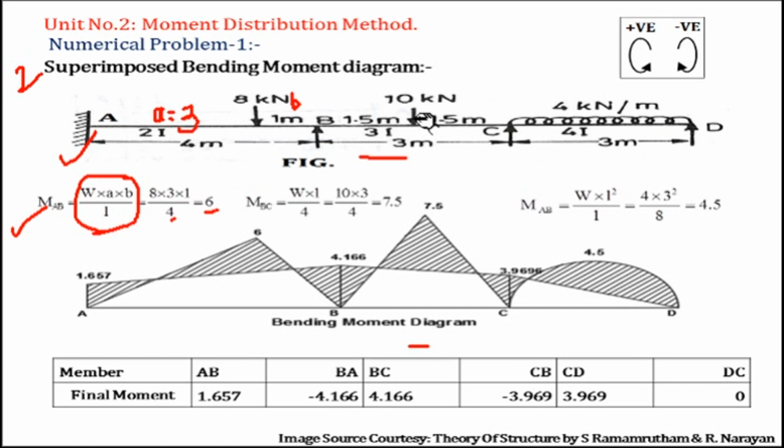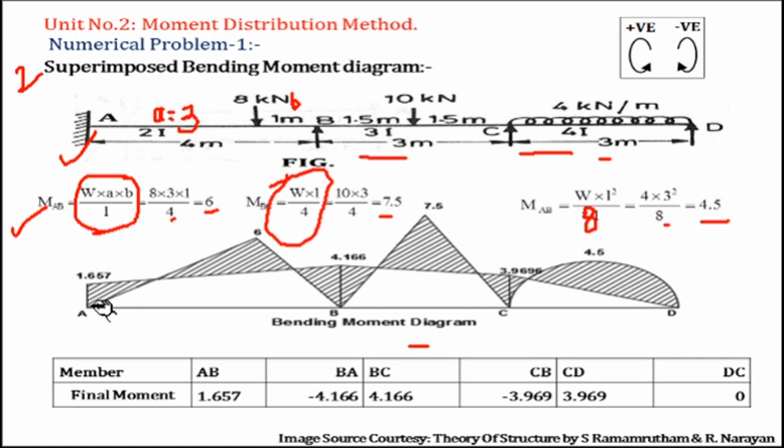BC span, point load at mid, equation is WL by 4. W is 10, span is 3, divided by 4, so 7.5 kN meter. Span CD, equation for UDL is WL square by 8. So W is 4, L is 3. So 4 into 3 square divided by 8, we have free bending moment 4.5 kN meter.